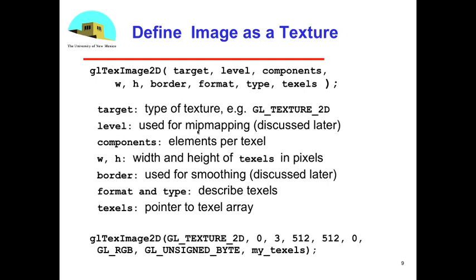Level here has to do with MIP mapping, which we'll be talking about in a later lecture. MIP mapping is a way to get around some of the aliasing problems by having texture images at varying resolutions. So if I start with, say, a 1024 by 1024 image, I can also have a 512 by 512 version, a 256 by 256 version, and so on down to a 1 by 1 image.